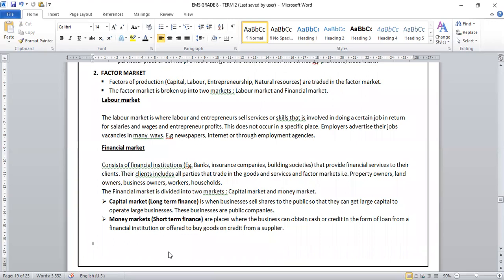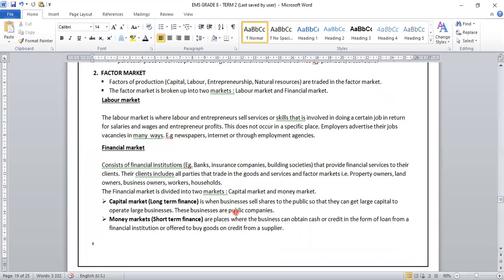Capital market is when businesses sell shares to the public so that they can get large capital to operate large businesses. So capital market is long-term finance. So these businesses are public companies. They sell shares to the public just to raise enough capital to operate their large businesses.